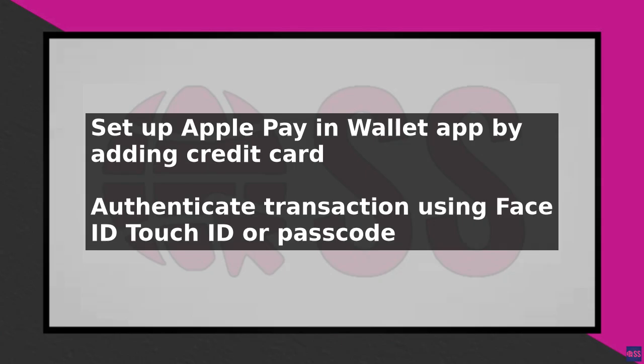To do this, go to the Wallet app on your device and tap the plus sign in the top right corner. Follow the instructions to add your credit or debit card to Apple Pay. Once Apple Pay is set up, go back to the Remitly app and select Apple Pay as your payment method.